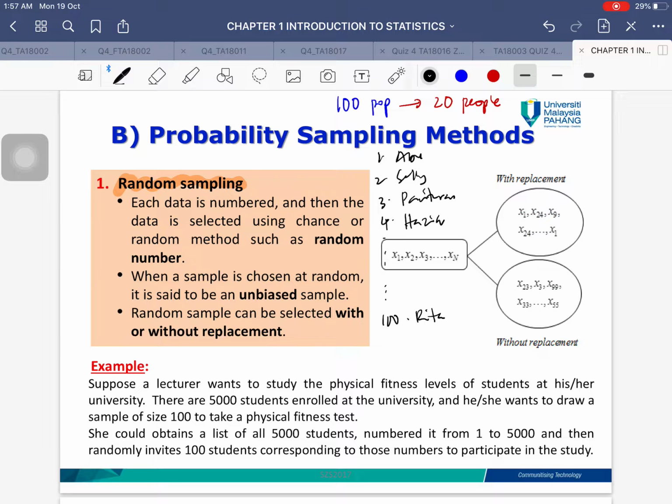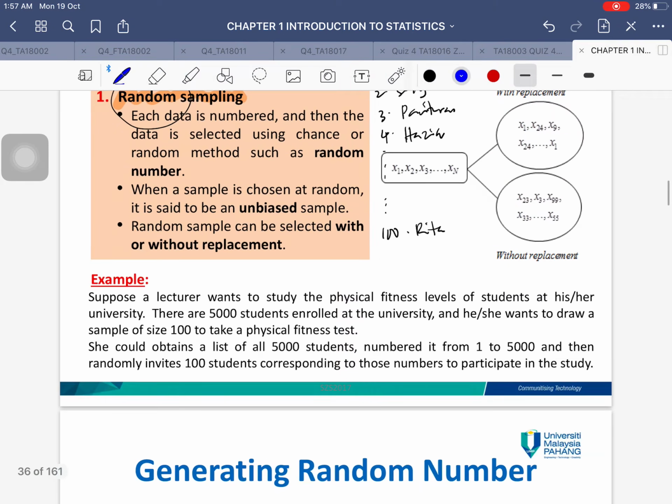After I have numbered them from 1 to 100, which is my whole population, I'm going to pick 20 of them. How do I pick these 20 people? It will be random. That is why it's called random sampling. I will generate random numbers. So how do I generate these random numbers? The easiest way is by using software.